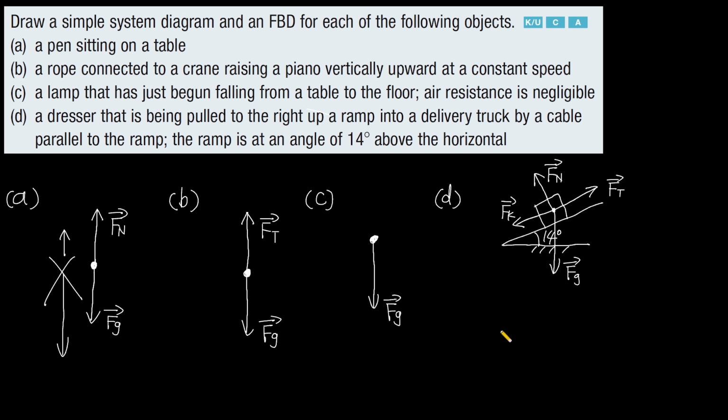So for the FBD, we just use a dot to represent the dresser, and this is the tension force of the cable on the dresser, and this is the Earth's force of gravity on the dresser, and this is the normal force of the ramp on the dresser. And this is the kinetic friction force of the ramp on the dresser. And this angle is 14 degrees.